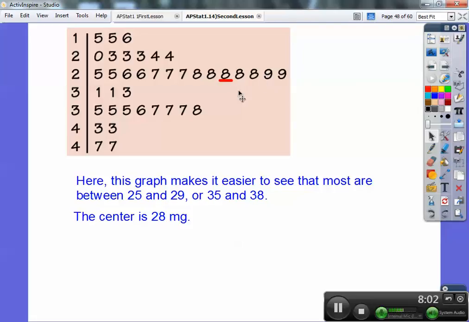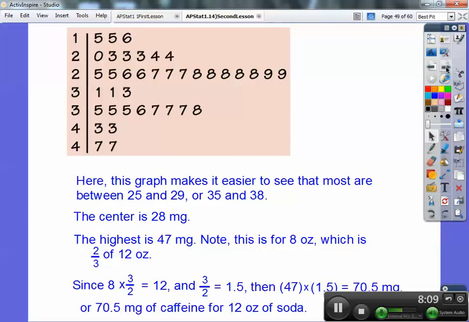Okay, the center is that 28 right there because there's 38 numbers. That's the 19th number in, so there's just as many below as above. Okay, the highest is 47, and note this is for 8 ounces, so 2/3 of 12 ounces. So if I multiply by the reciprocal, I get 3 halves, so 3 halves times the 47 gets me 70.5 milligrams of caffeine for a 12-ounce soda. Okay, so it gets me close to that 72 cutoff right there.